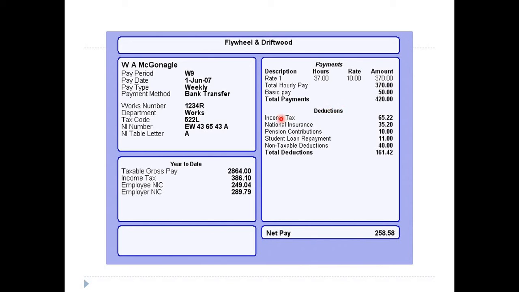Then the deductions came in, their income tax, national insurance, pension contributions. This is usually optional if you want to pay in some money that you'll get back when you're older and are no longer working. They're repaying a student loan, so they went to, we can assume, university. They're paying back some money for their student loan and some non-taxable deductions as well. So their total deductions are £161. So actually, even though they got paid £420, they take home £258 of that.